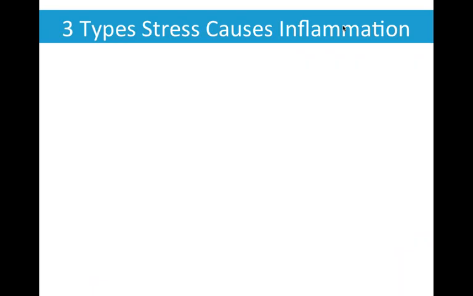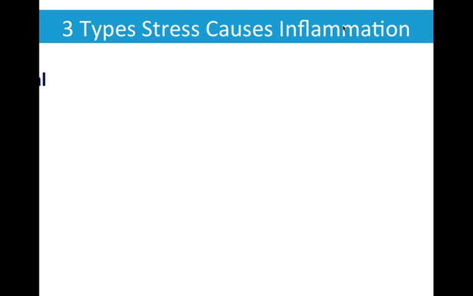There are three types of stress that cause inflammation. Inflammation is that big killer. If you have high cholesterol, that's not a good thing either, because we know that's one of the signs that you have too high levels of inflammation. There's another marker that we look at in your labs, called C-reactive protein, or we can look at homocysteine levels.